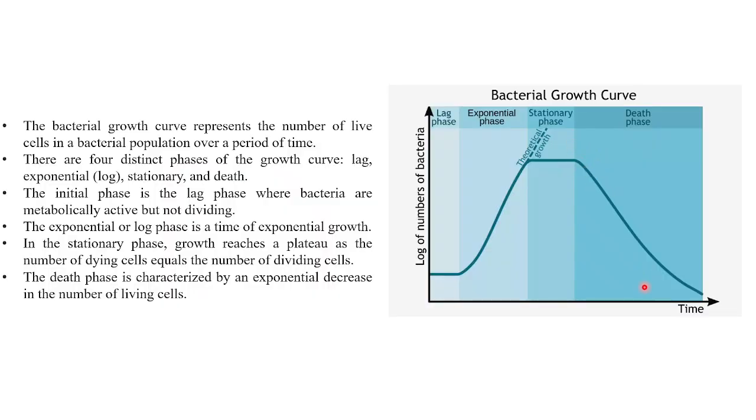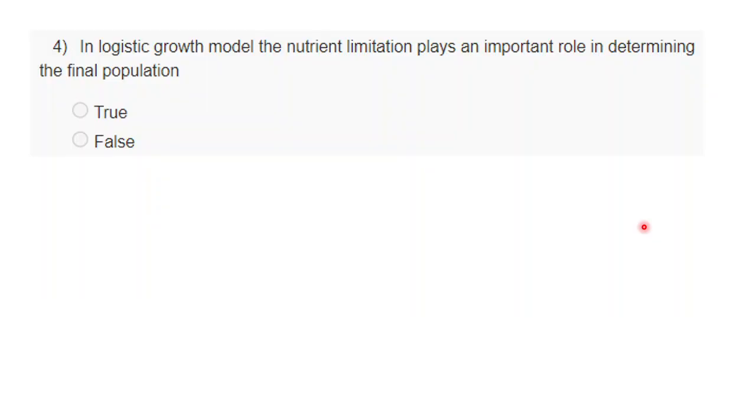Natural death is happening because the resources have become limiting now. They are not getting proper nutrition to survive, so they are basically dying. That's how it works. Now next question. In the logistic growth model, the nutrient limitation plays an important role in determining the final population. Anyone? True or false? There are two growth models, exponential and logistic, for bacterial growth curves.